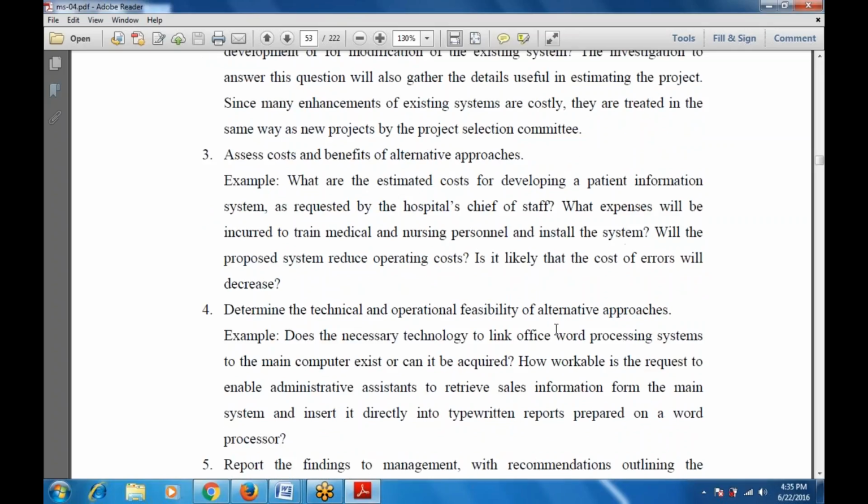Does the necessary technology to link the office word processing system to the main computer exist, or does it need to be acquired, and how does it operate? That means how the sales information from the main system is operated on and inserted into the typewritten report that is prepared on a word processor.